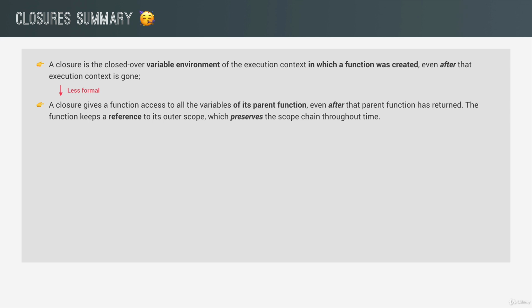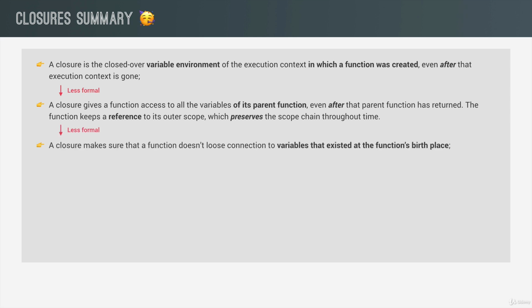Alright, another definition, or let's say analogy, is that a closure makes sure that a function does never lose connection to the variables that existed at the function's birthplace. It remembers the variables even after the birthplace is gone. It's like a person who doesn't lose connection to their hometown. In this analogy, the person is the function and the hometown is the function's parent scope, and the function then doesn't lose the connection to the variables stored in this parent scope. And I hope that makes sense.